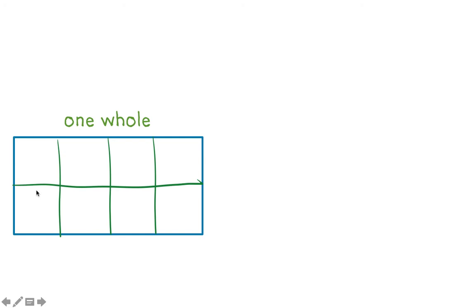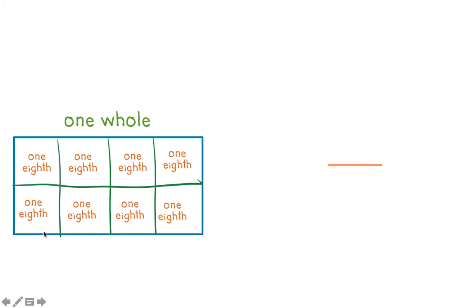Another example, I have one whole rectangle, and this rectangle is divided into how many parts? Let's count. 1, 2, 3, 4, 5, 6, 7, 8. So how many parts is this whole divided into? My whole has 8 equal parts, and this one represents the denominator. 1, 2, 3, 4, 5, 6, 7, 8. 1/8. I write the dash.